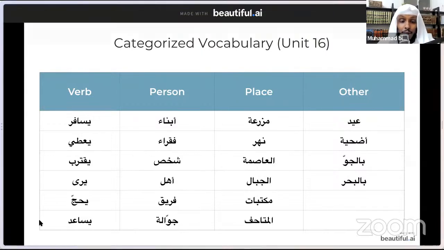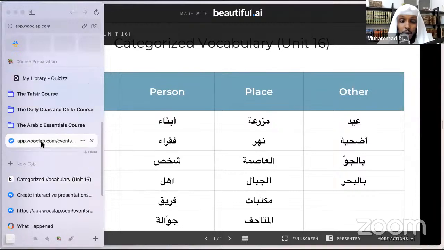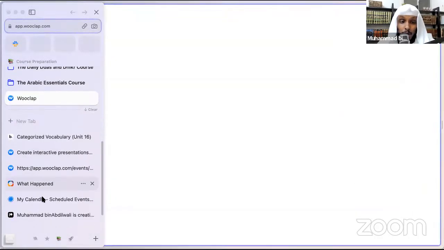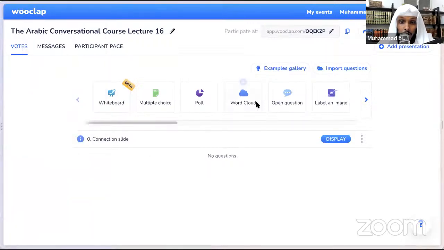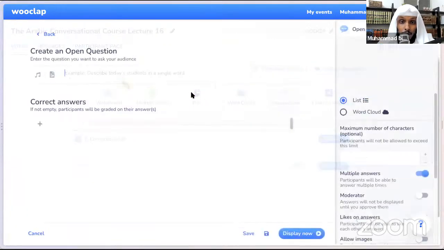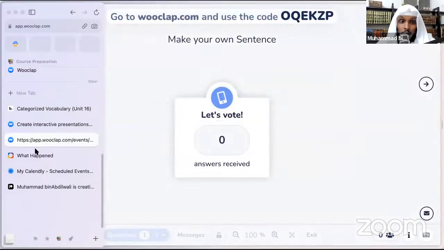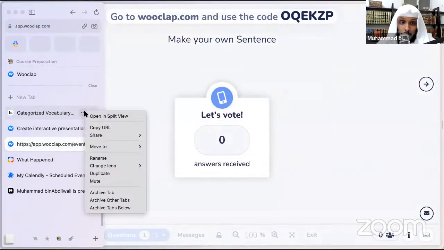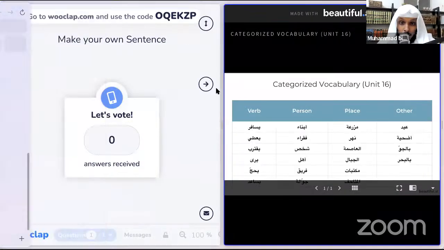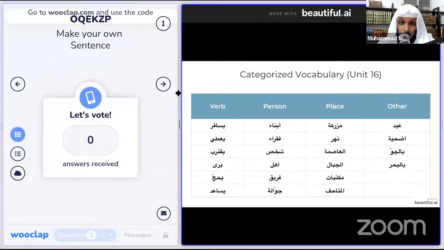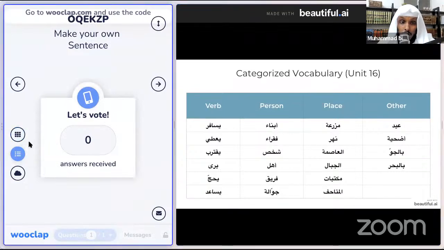Okay, so let me post the first question in WooClap, and then obviously based on the sentences that you make we will make necessary corrections inshallah. So make your own sentence. Then let's open this in split view. There you go, those are the words, and that's WooClap. Let's see what we get. So you write the sentence inshallah.